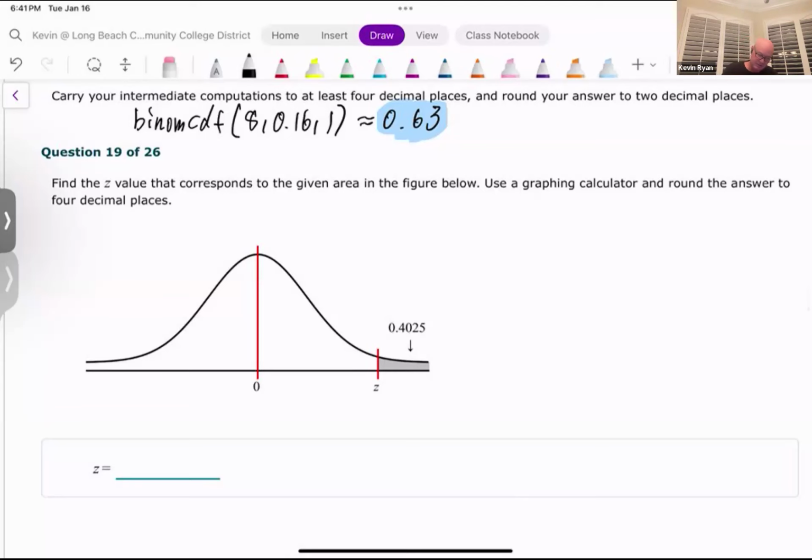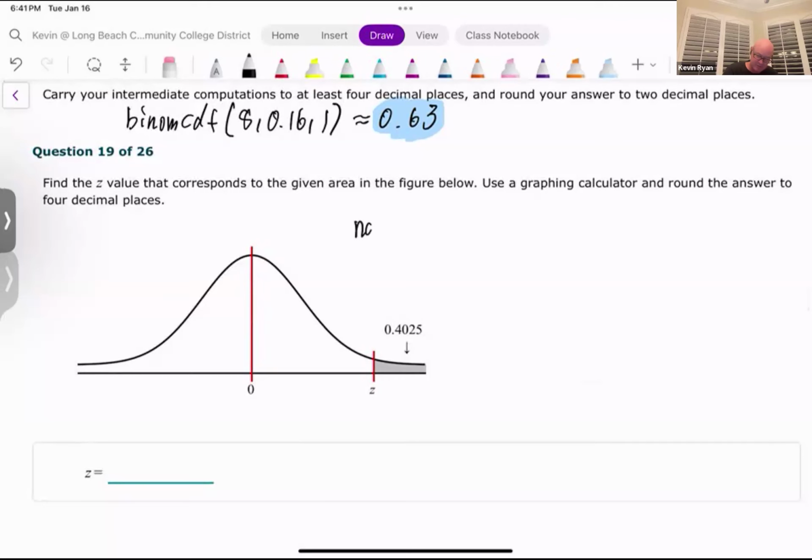All right, so this is going to be normal CDF. And, I'm sorry, this is inverse norm, pardon me. Inverse norm, because we already have the area. We're looking for the position on the z-axis. And this is going to be 1 minus 0.4025. Now, a discussion came up before. Some of the newer TI-84s have the option of right.